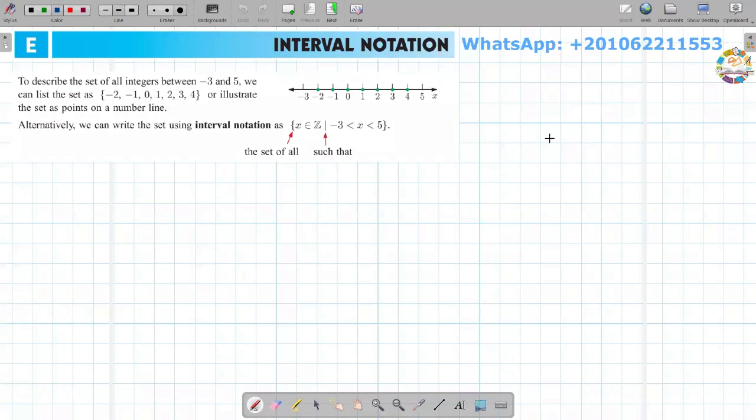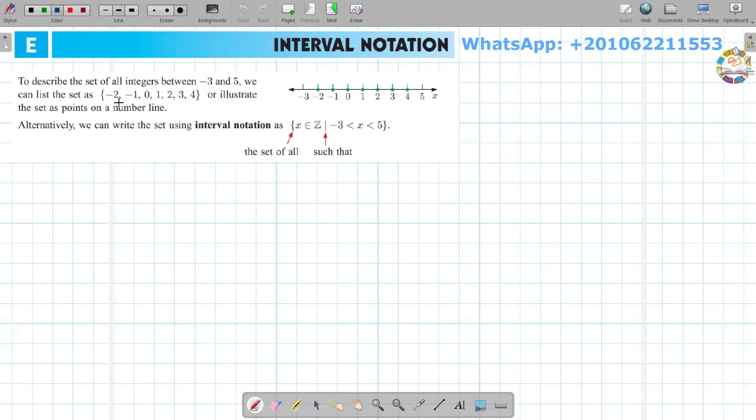I'm Mr. Ayman Aref, and today we're going to talk about interval notation. This lesson is a critical one. Then focus with me, please. If we have a set consisting of integers between -3 and 5, how can we represent them, whether on a number line or in a set?